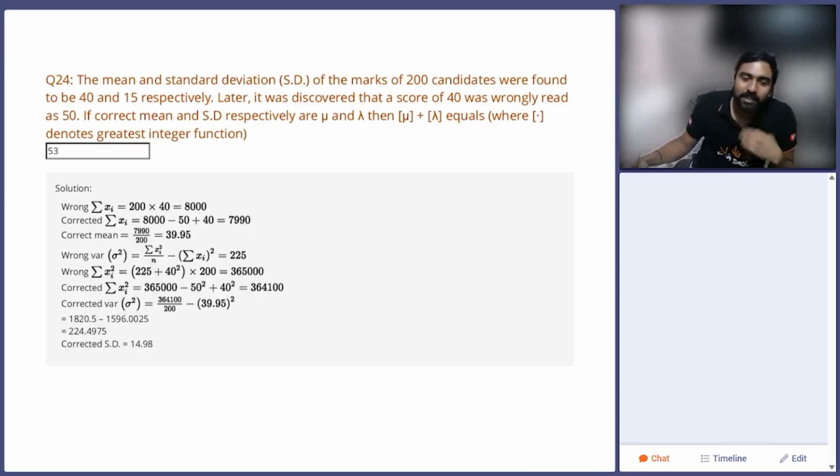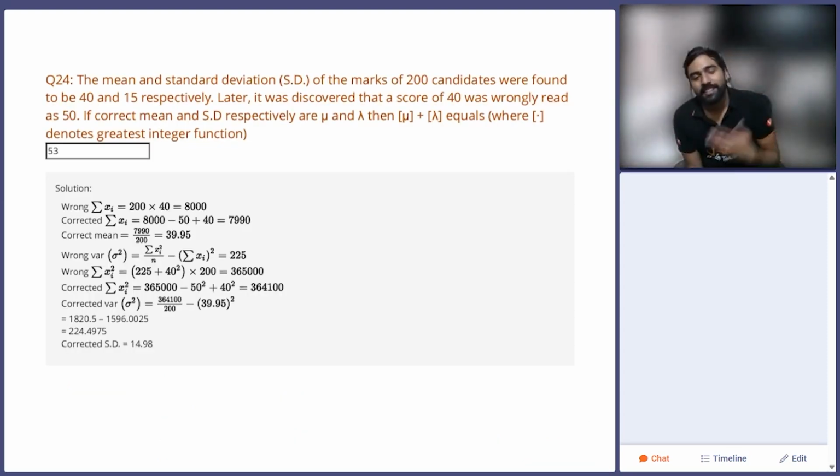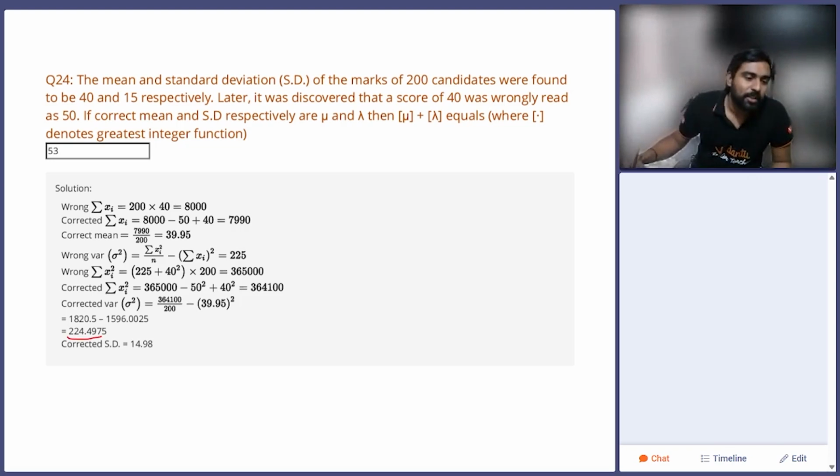For the correct summation xi square and the correct summation xi, find the variance. Summation xi square correct, that is 364,100 upon 200, minus the correct mean 39.95 square, comes out as 224.4975. Pure calculation. So the corrected standard deviation will be 14.98.